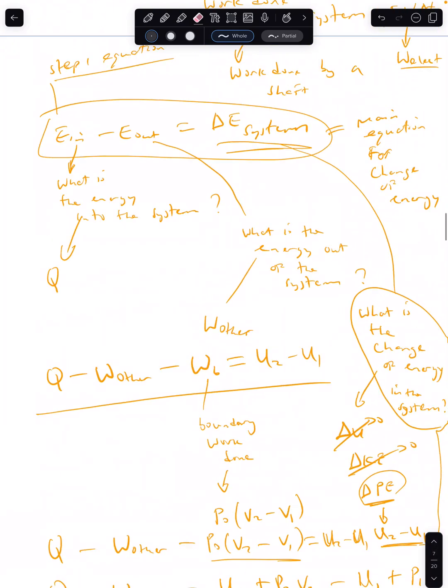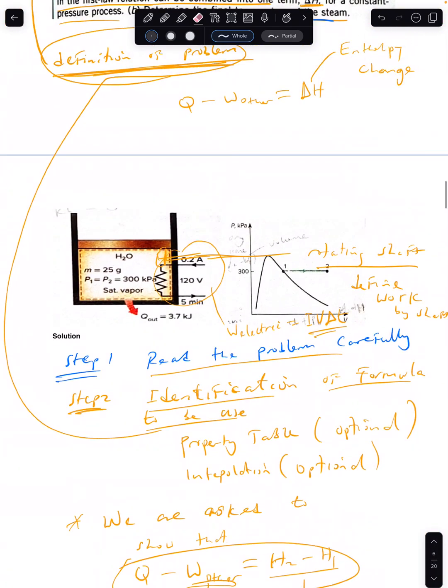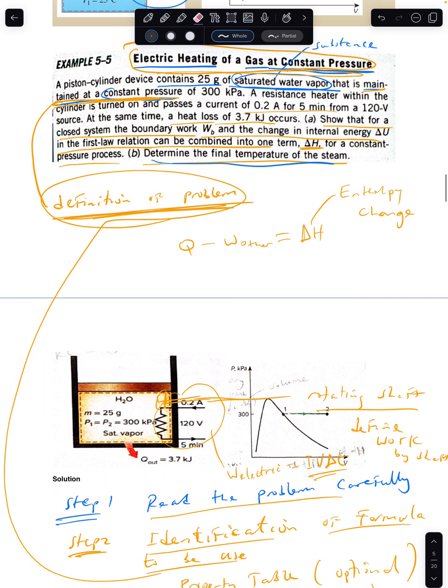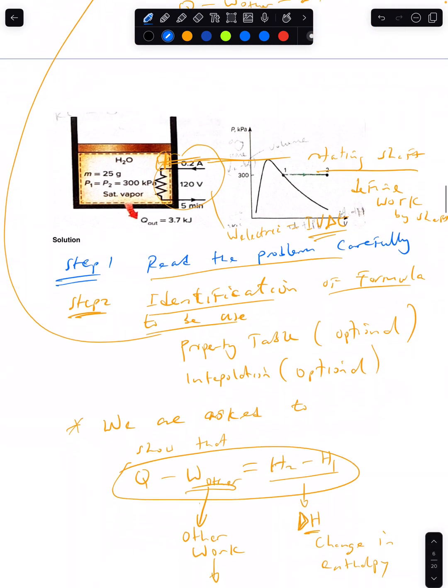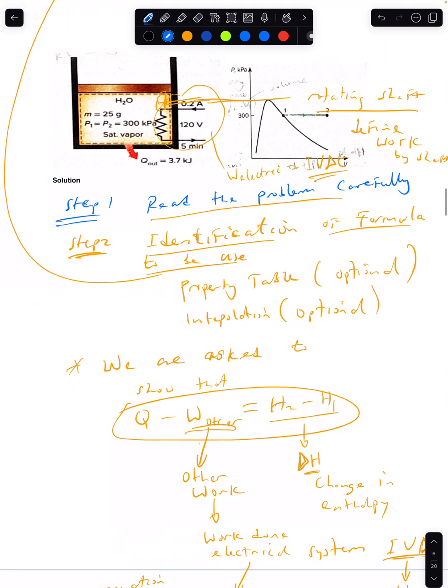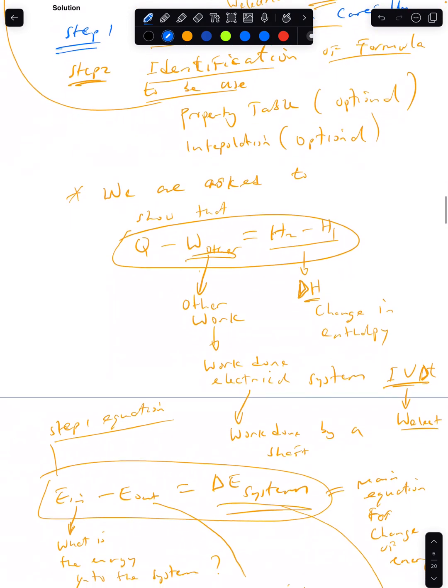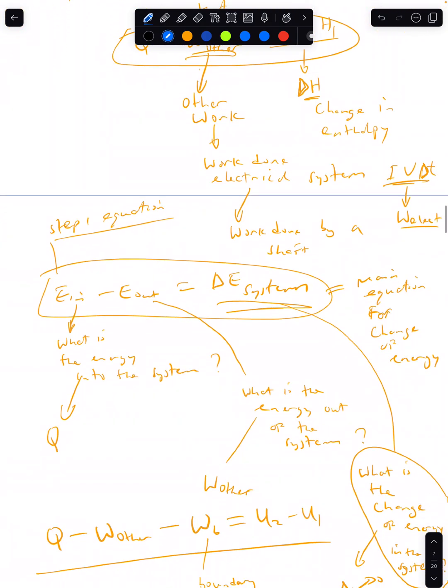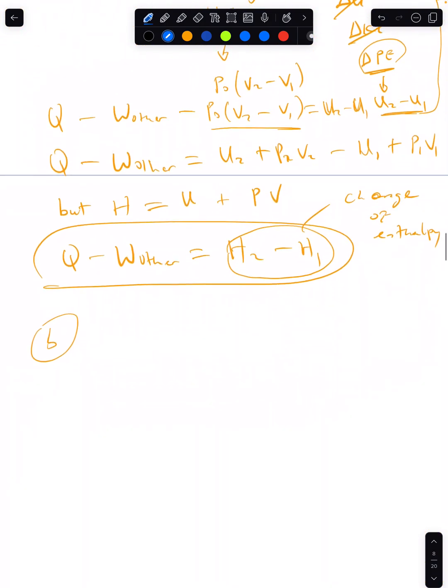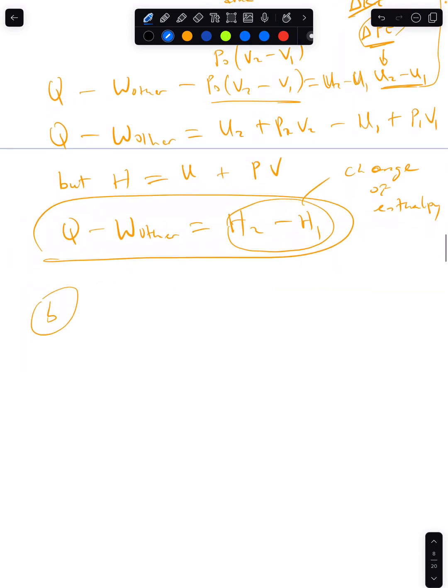So let's look at the second part of this problem, which is part B. We have to determine the final temperature of the steam. But the first formula which we derived is the formula which we have to use for this problem. And let me just write the formula for you to have a rethink of this formula.